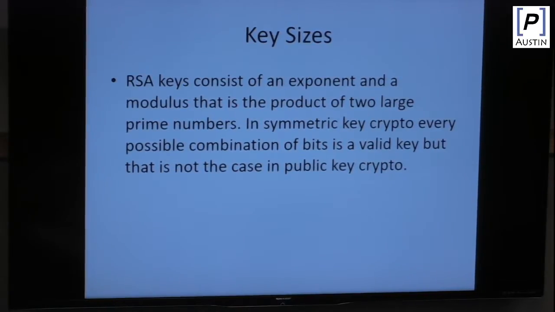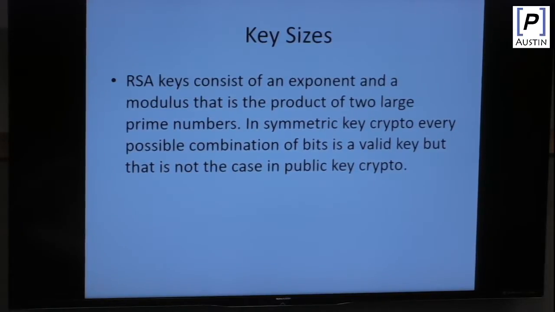So for RSA, the keys consist of an exponent and a modulus. The modulus is a product of two large prime numbers. So let's say a 1024-bit RSA key, the modulus is the product of two 512-bit prime numbers.